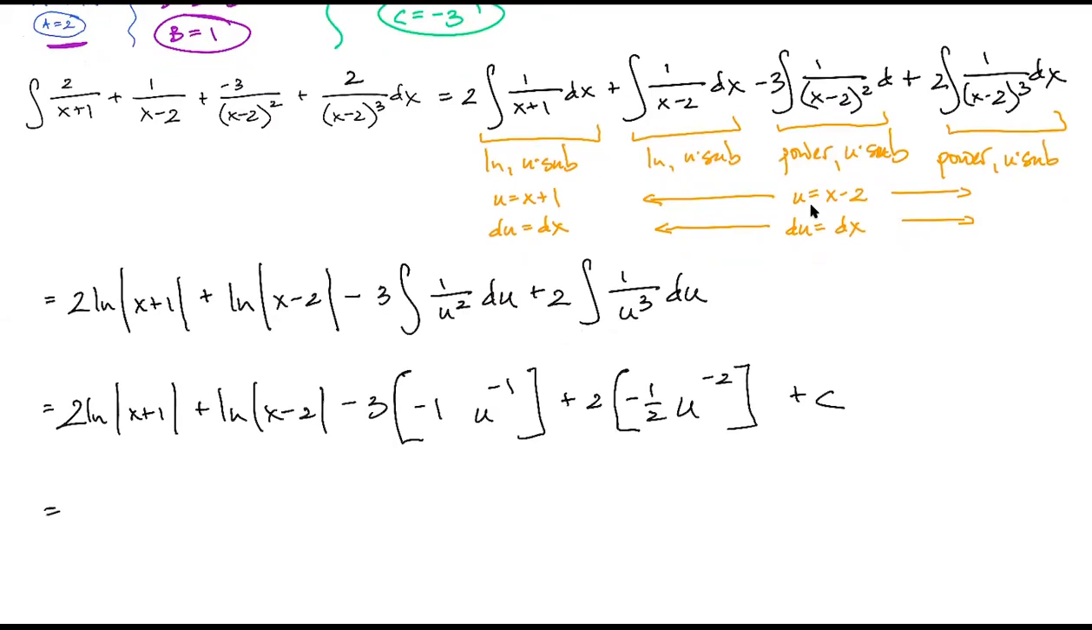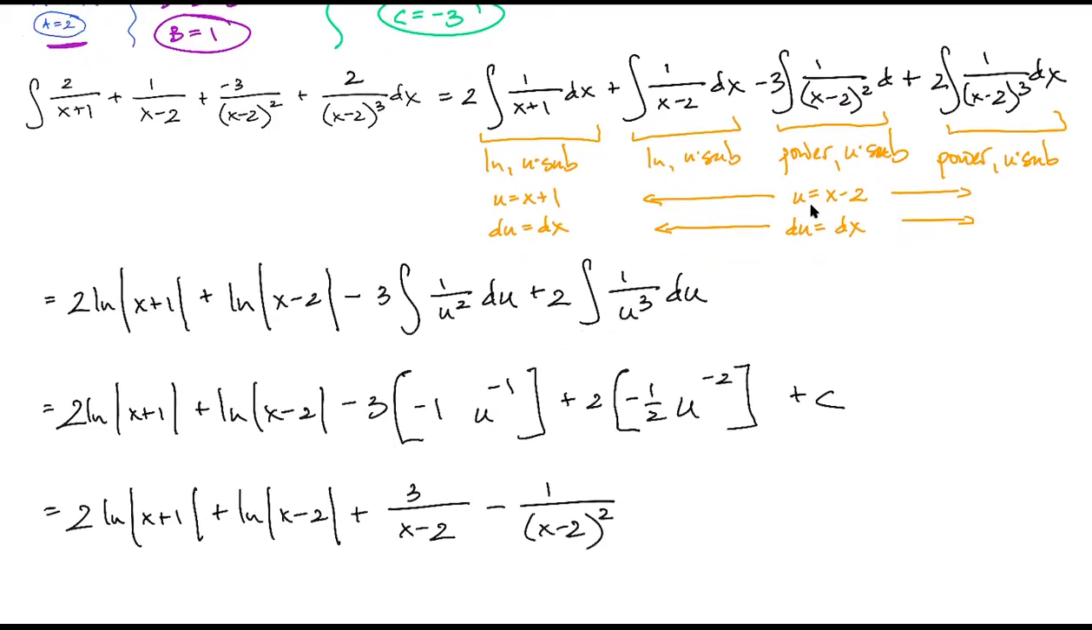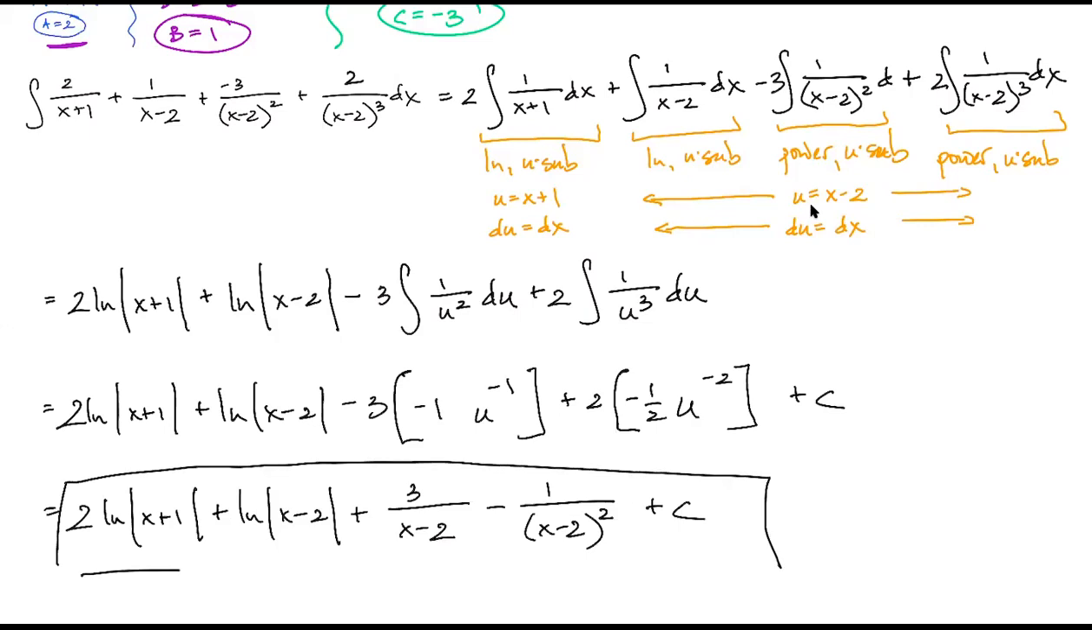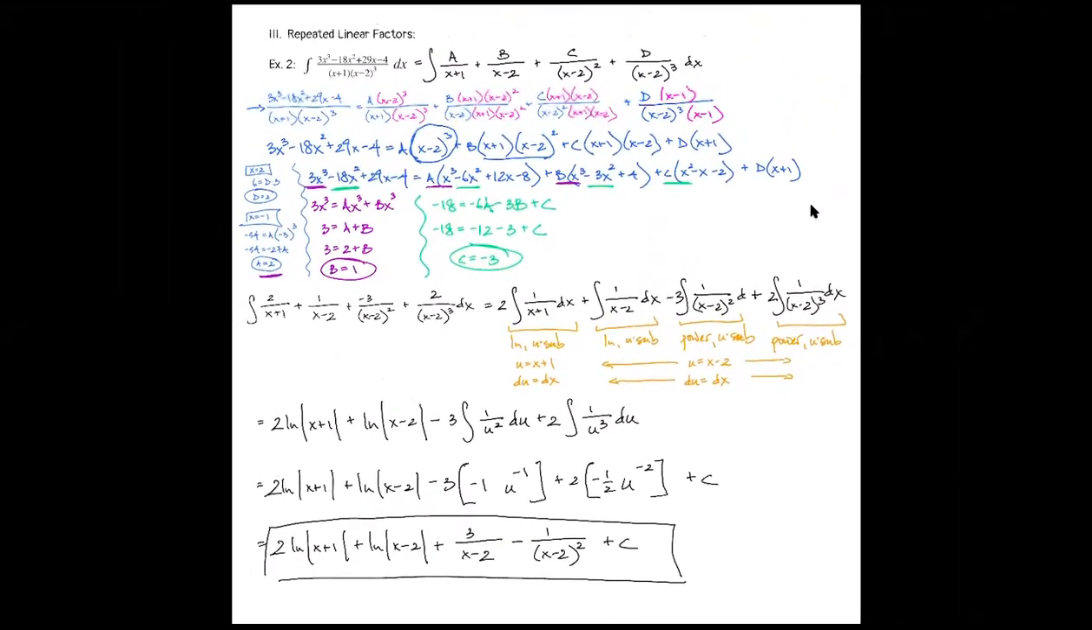So we've got 2 natural log of x plus 1 plus natural log of x minus 2 plus 3 over x minus 2 minus 1 over x minus 2 squared plus c. All right, so there we have our whole problem on one page.